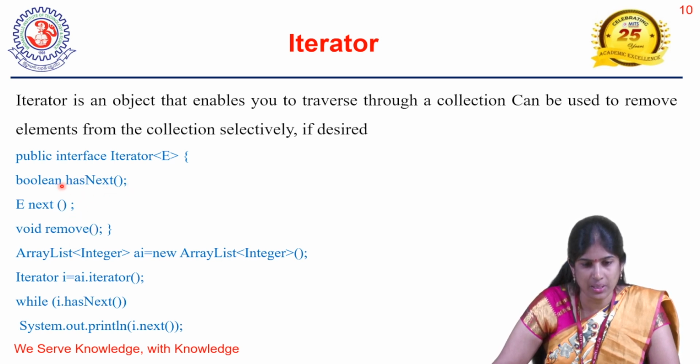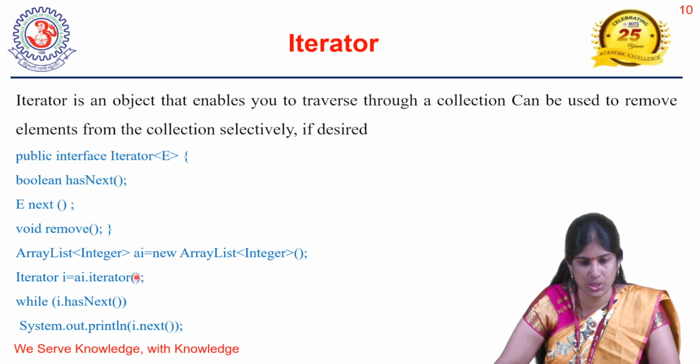The hasNext method returns a boolean value. With the help of hasNext, you will find whether you have a next object or not. The next method is used to get the object, and the remove method is used to remove the object present in the collection. These are the three methods available in the Iterator interface. Next, this is the code I'll explain later during the demonstration, on how to use the iterator with the collection classes. In this example, ArrayList is the class we have used, and the iterator is used to traverse through the ArrayList.